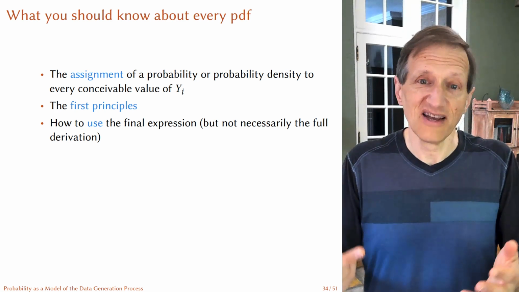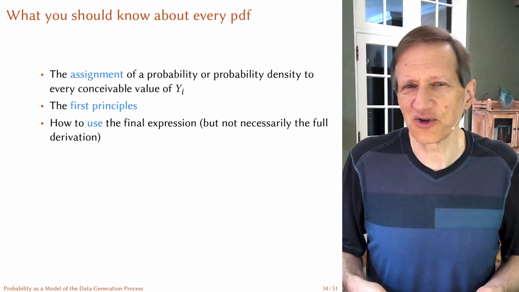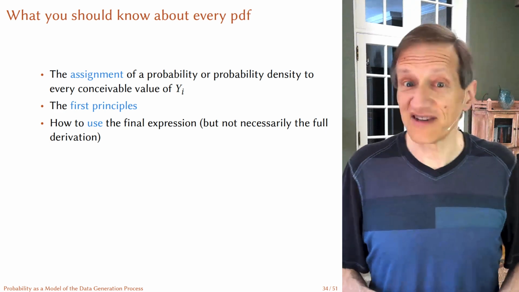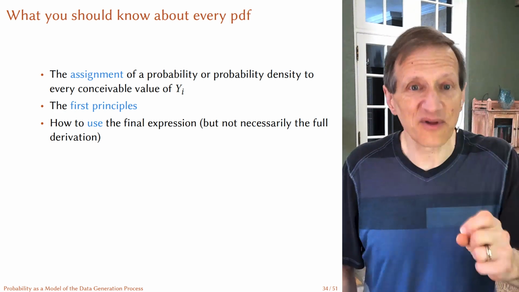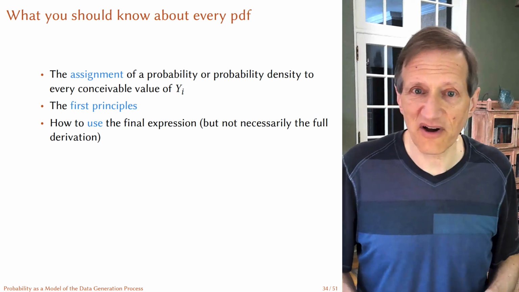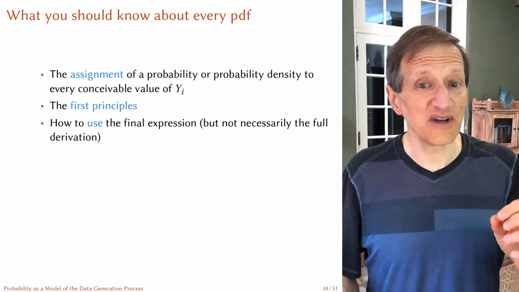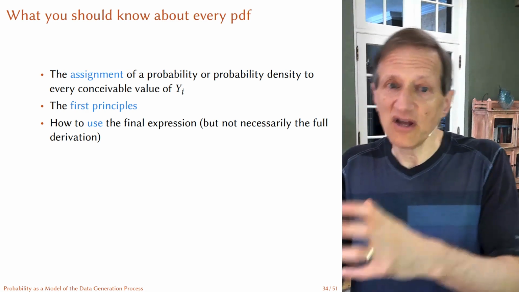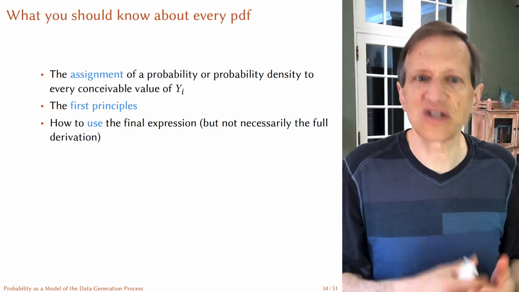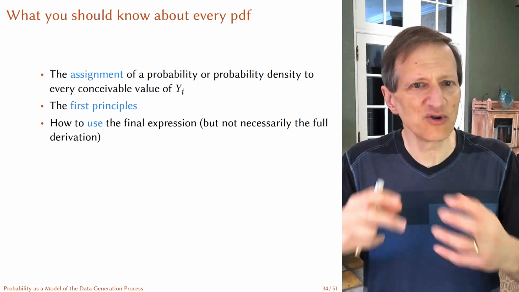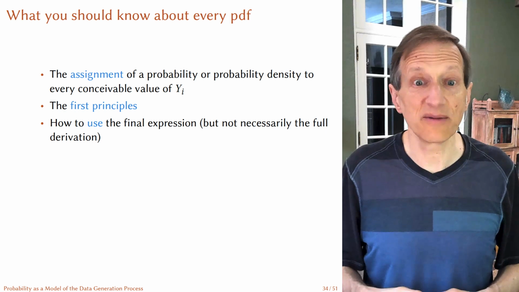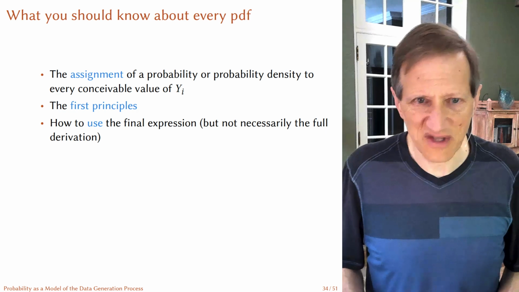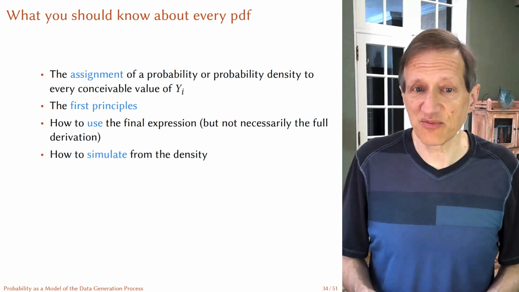I trust the literature when they say that the binomial distribution was calculated correctly, although that one it's easy to see. You can go through it. It's actually illuminating. But the minimal stuff that I really want you to understand is the assignment of probability or probability density to every value of y, the first principles, which connect this mathematical model to the substantive world. Those are the assumptions, like there's independence or mutual exclusivity, as we talked about a minute ago. You have to know those things because otherwise, what is it that we're doing? And finally, it's how to use the final expression.